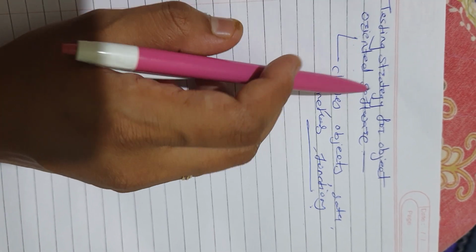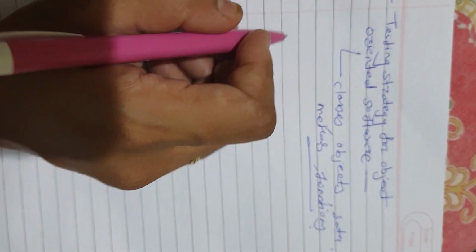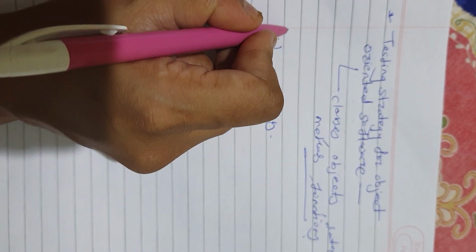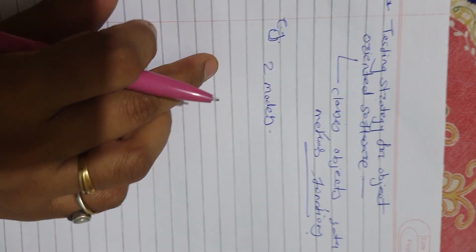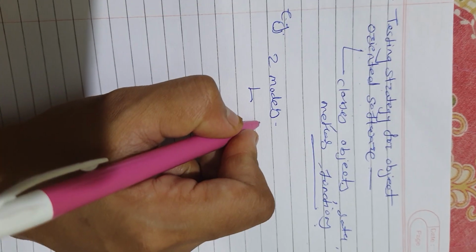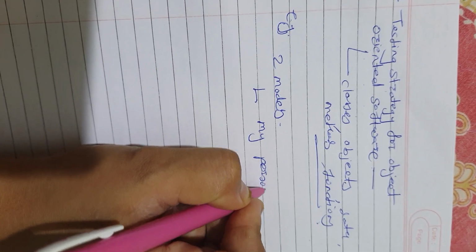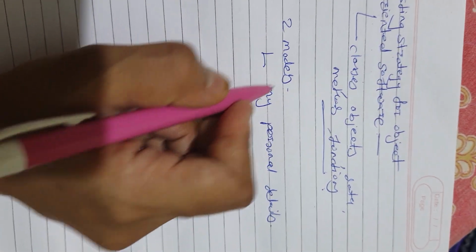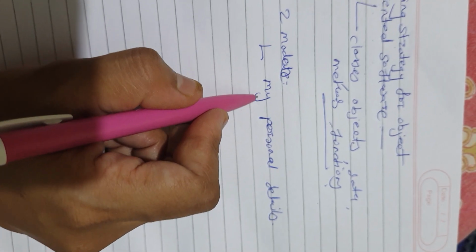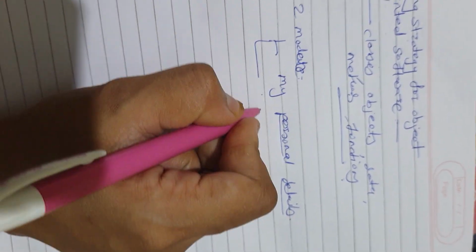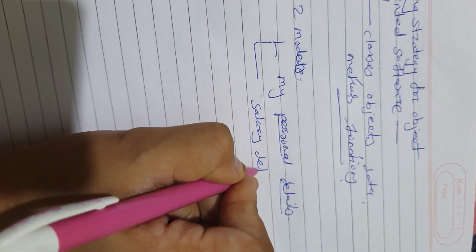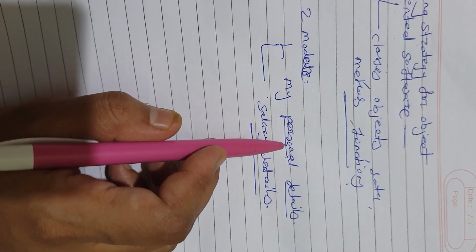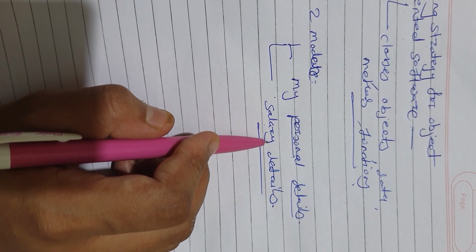So what is a testing strategy for object oriented software? Suppose, for example, consider I have two modules. The first one is related to my personal details and the second module is related to my salary details. Consider these two modules: the first one is my personal details and the second one is my salary details.